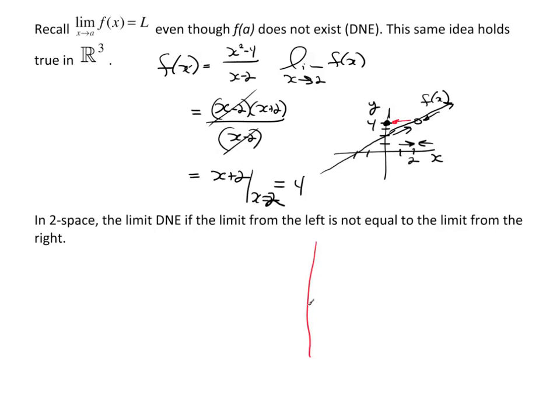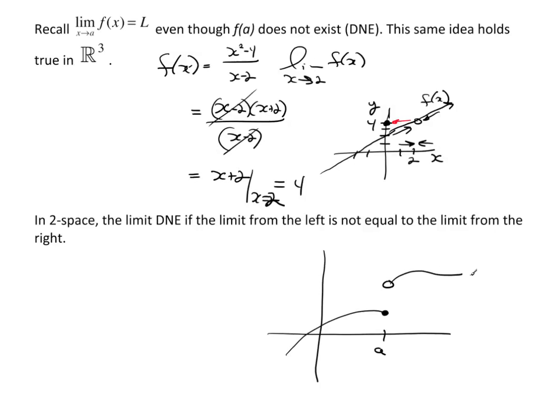Now, again, in 2 space, as I approach, say, a, if my function looks like this, as an example, here I have a situation where clearly the limit does not exist, because as I approach a from the left, I am approaching this value, say L1, and as I approach a from the right, I end up approaching this value, say L2, and here L1 is not equal to L2, therefore the limit doesn't exist.